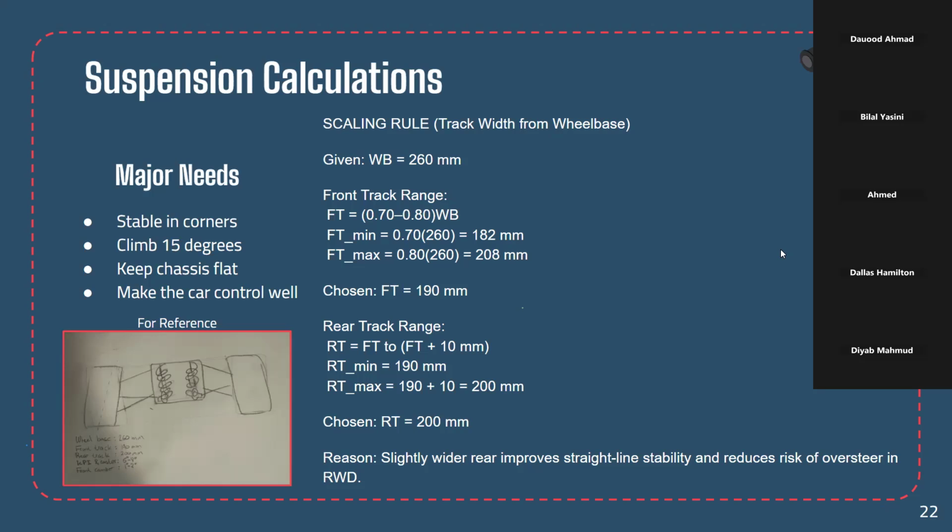So we have our suspension calculations. As I said, we took the wheelbase and we'll multiply it by a ratio to get our front track and rear track ranges. And what these front track and rear track measurements do compared to the wheelbase is make it handle better in a straight line and in steering around corners.